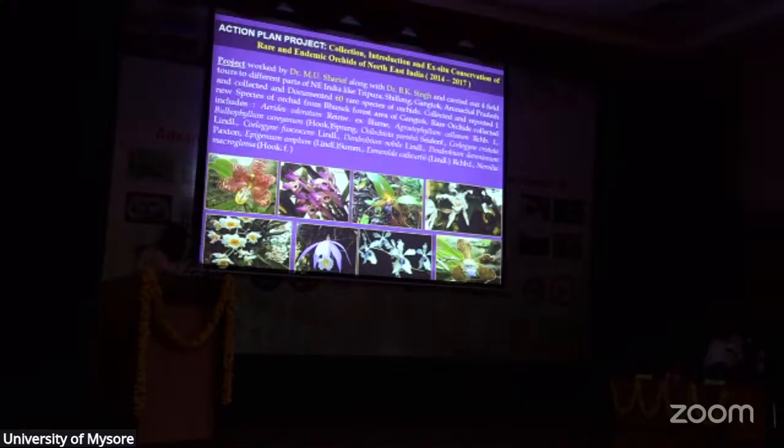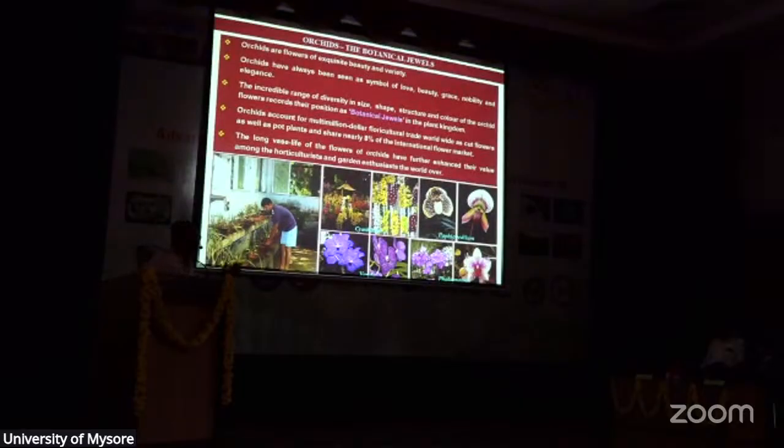This is Desmotrichum, a very important tiger orchid. Of course, Dendrobium nobile, Epicenium amplum, Coelogyne cristata, Dendrobium palpebrae, Vanda coerulea, and others. So these orchids are very important. I cannot go deep into this because of paucity of time.